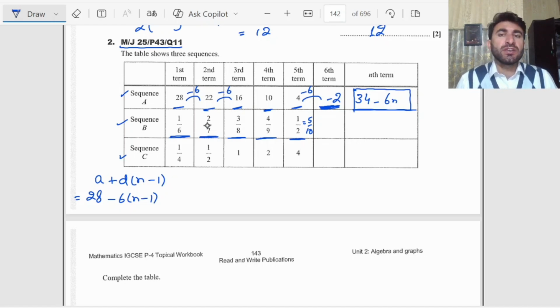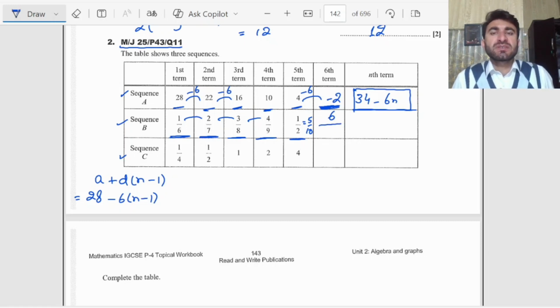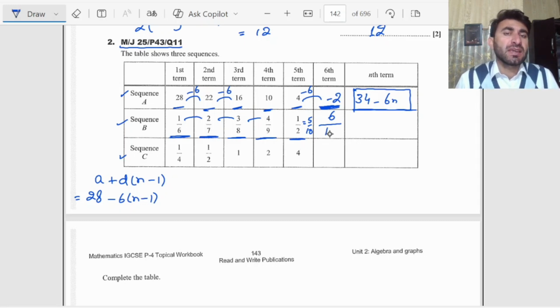Now, if we see the numerator, it is basically 1, 2, 3, 4, and 5, and the sixth term shall be 6. Now come to the denominator. As we can see, the denominator is also a natural number, 6, 7, 8, 9, 10. So the next number should be 11. So 6 upon 11 is the sixth term of that sequence.